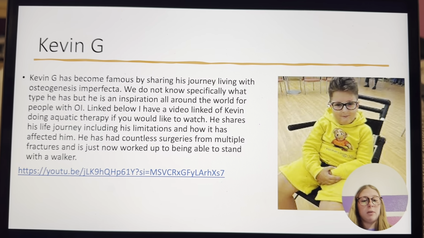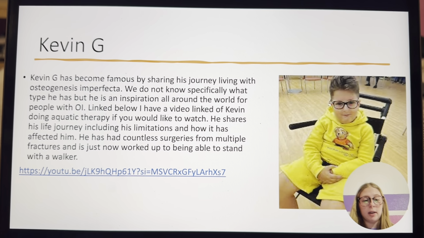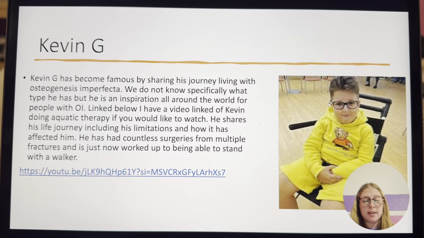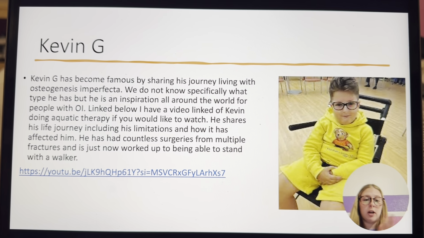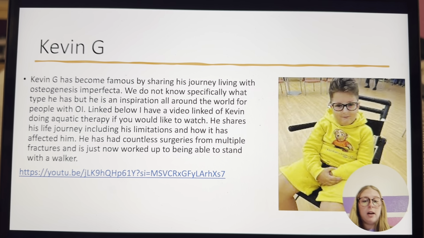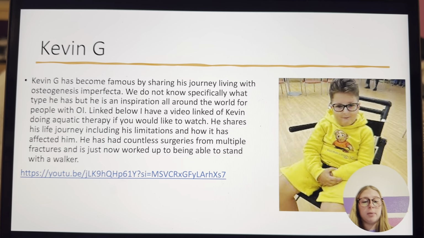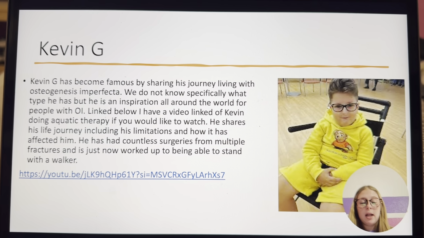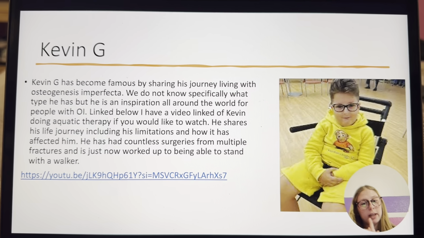And he actually just now worked up to being able to stand with a walker. He can't take any steps yet, but he's able to stand, and that's a huge, huge accomplishment for him. Also, I have a YouTube video linked below of him in aquatic therapy. So if you want to check that out, you can.